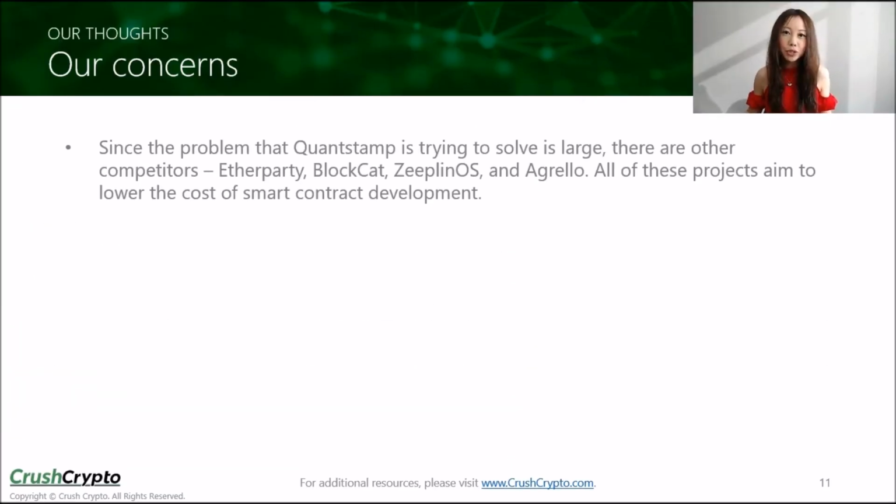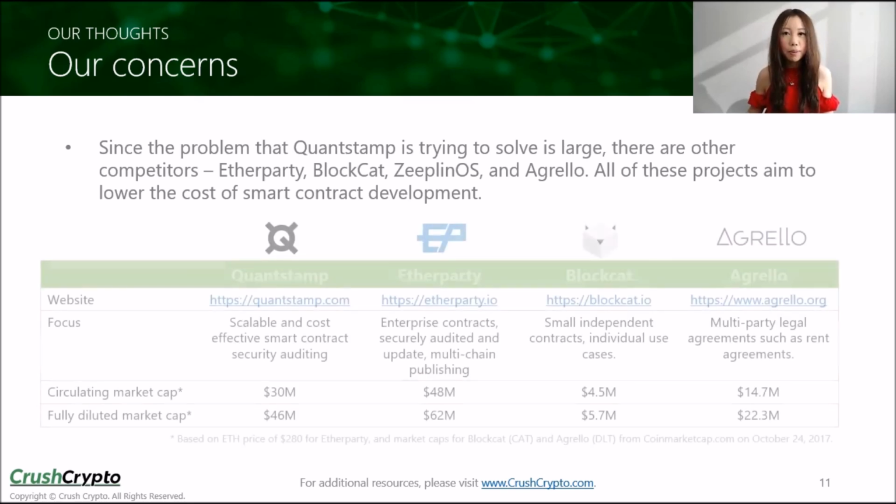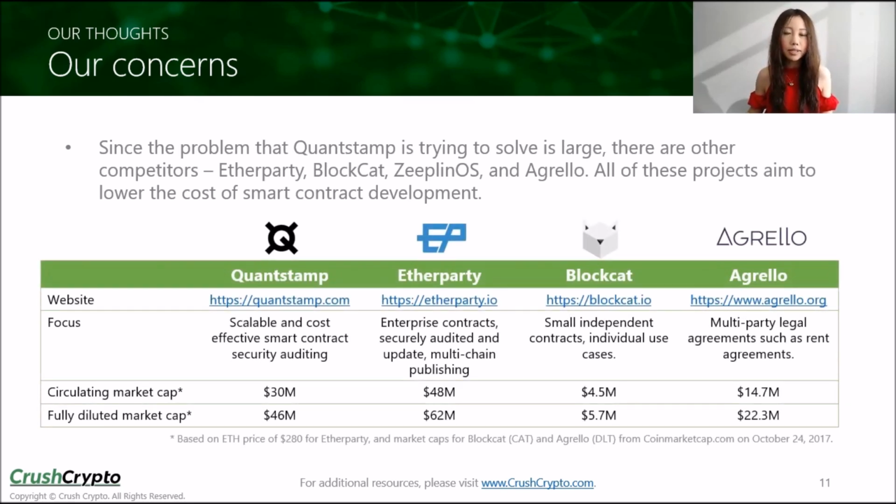The problem that Quantstamp is trying to solve is an important one, and they may face other competitors. Etherparty, Blockcat, and Agrello are focused on making smart contracts easier for people to use without the need for technical knowledge. They aim to lower the cost of smart contract development, which could help propel adoption of smart contract technology. Quantstamp is focused more on security verification, but they may not be the winner in this space, as these smart contract creation tools, if successfully developed, could be securely audited and updated within their own platforms.